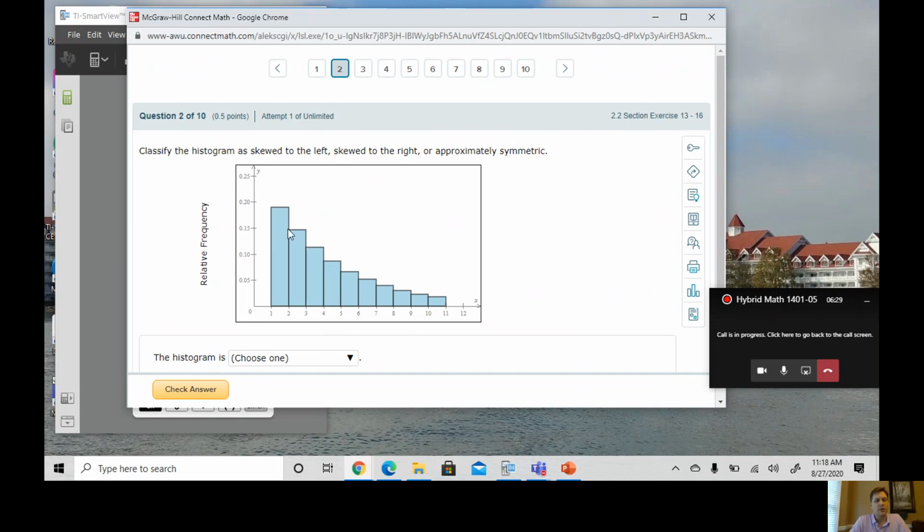Okay, so you always say if the data is not symmetric, you look at the tail, and if the tail is on the right, it's right skewed. If the tail is on the left, it's left skewed.